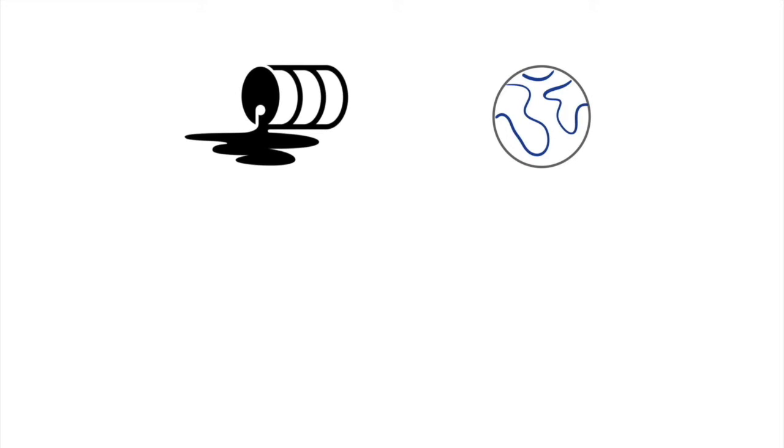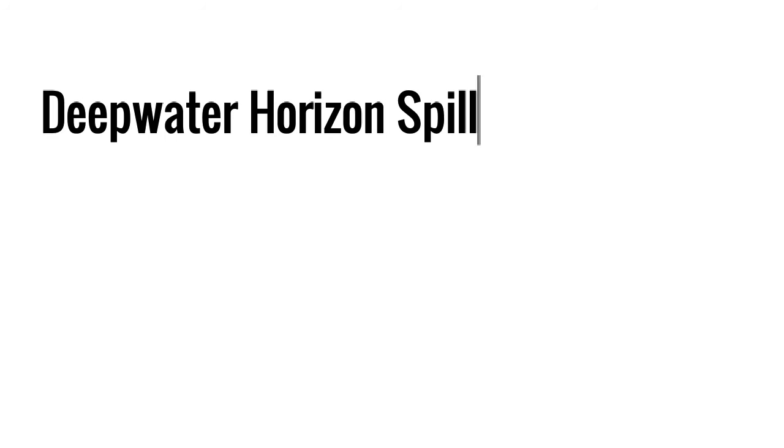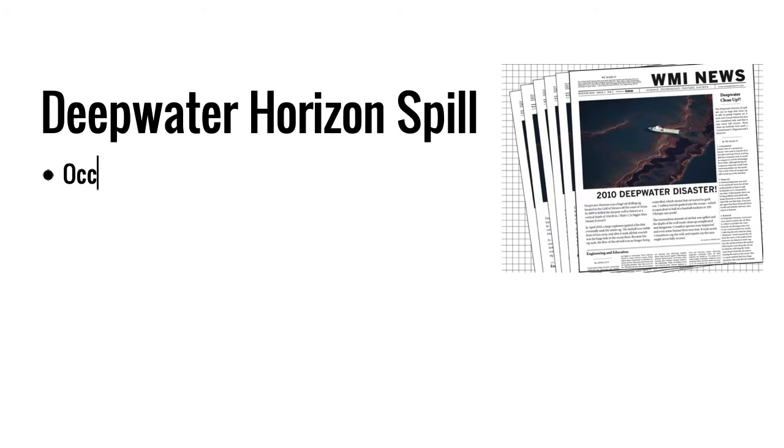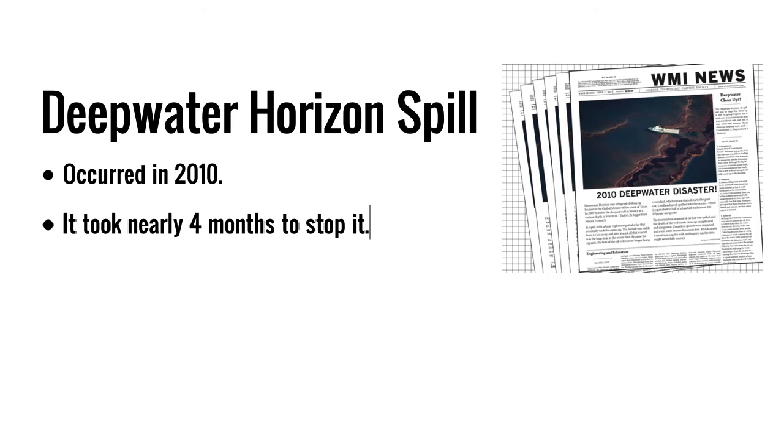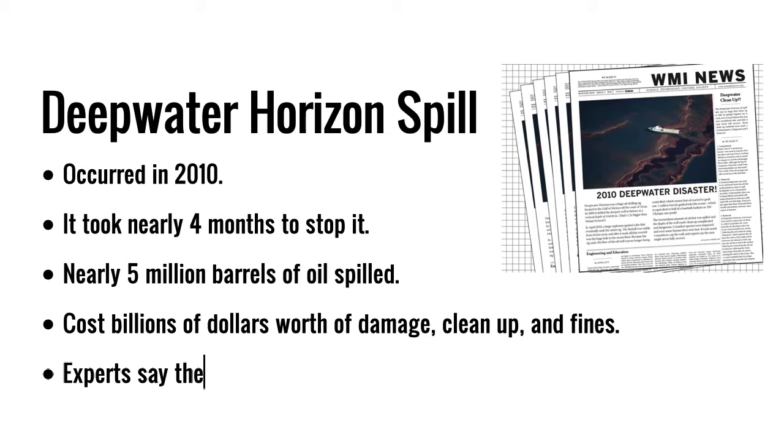We made it. Oil spills can cause a tremendous amount of damage to the environment and can have a devastating impact on plants, animals, people, and communities. One of the largest oil spills in history, called the Deepwater Horizon spill, occurred in 2010. It took nearly 4 months to stop, resulting in 5 million barrels of oil and costing billions of dollars in damage, cleanup, and fines. Experts say the area might never fully recover.